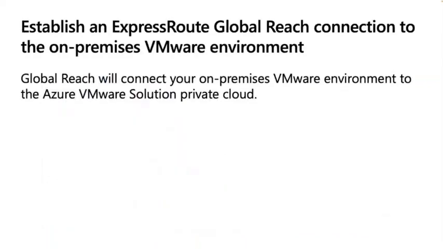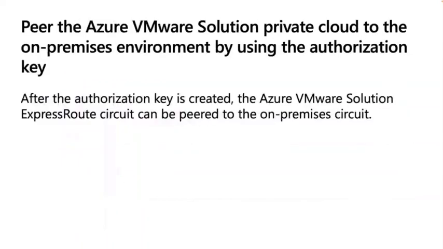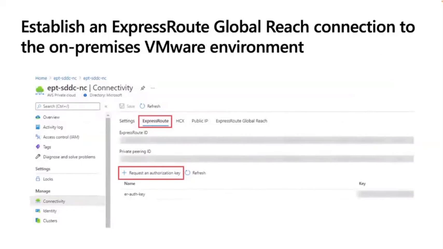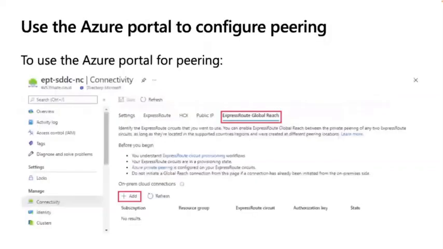So after that, as you were talking about connectivity, Global Reach allows your ExpressRoute to route between your on-prem and the AVS solution. To enable it is pretty simple. You go into the portal, you select ExpressRoute, and you request an authorization key. This is the key you're going to put in on your on-premises ExpressRoute. So you request an authorization key and you give it a name. And then you copy it from here. There's a copy to clipboard, and that allows you to peer, so then they can talk through the circuits.